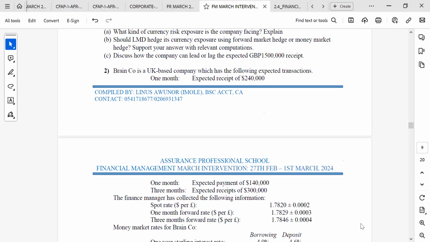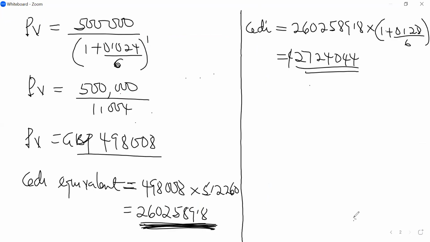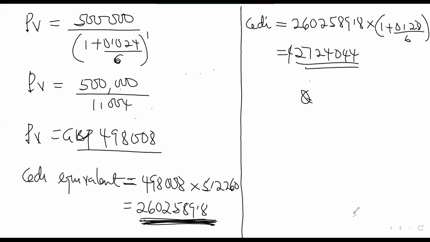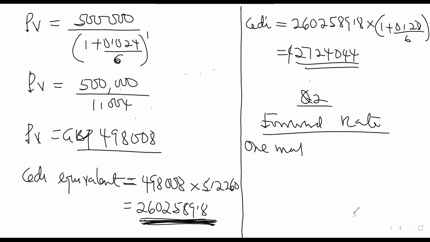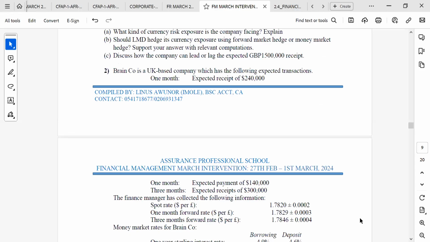So let's come to question 2, and we look at the 1 month receipt using the forward rate. So we are receiving 100,000. The question now is, are we going to be multiplying or dividing? The company is based in the UK, isn't it? How is the exchange rate quoted?